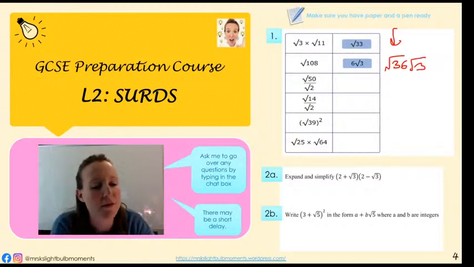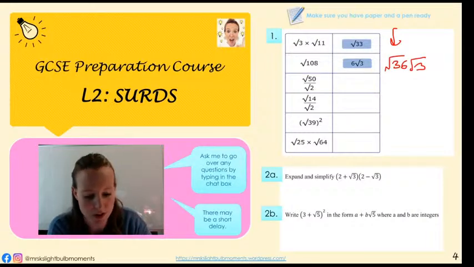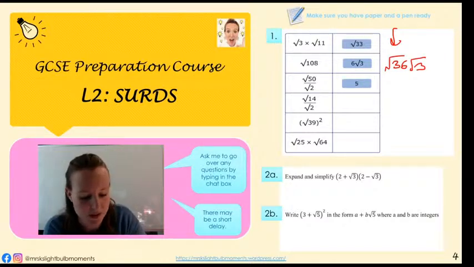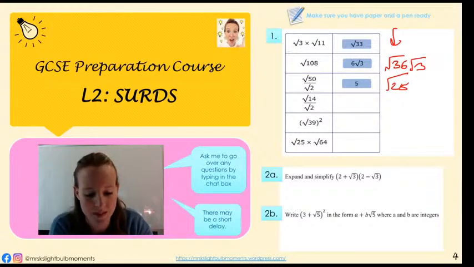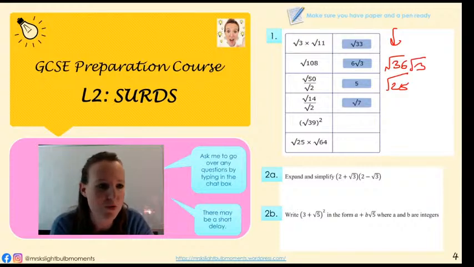Right, the third one, we have root 50 divided by root 2. This is another basic rule of division, and it's the same. If they're both in a surd or both under a square root symbol, just divide the numbers. Root 50 divided by root 2, we get an answer of 5, and that's because root 50 divided by root 2 is root 25, and the square root of 25 is 5. Next one, same rule, root 14 divided by root 2, we get root 7, but we can't simplify that, so we just leave it as root 7.